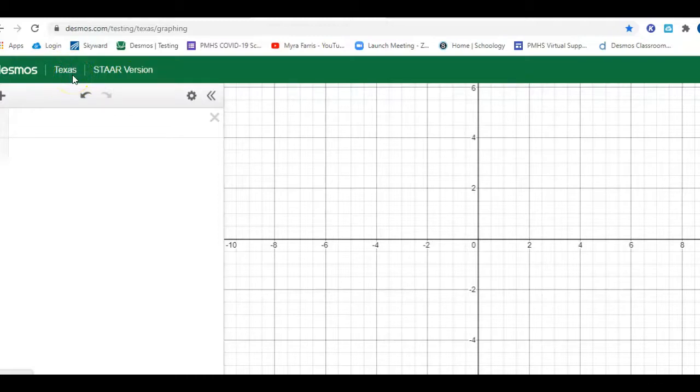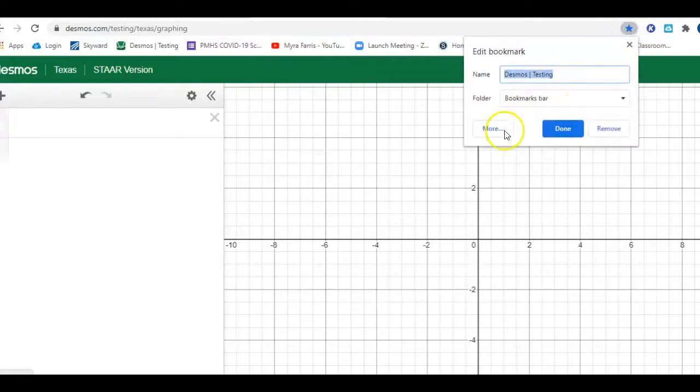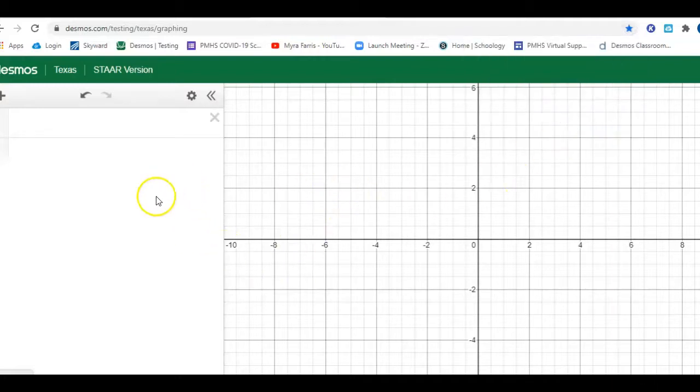Does your version say Texas at the top? Shake your head, yes or no. When you're in Desmos, do you see the word Texas? That's the one that we need to use, and you need to click on the star over here to save it in your bookmarks. And so that's the Desmos screen that we are going to be using to solve by graphing.